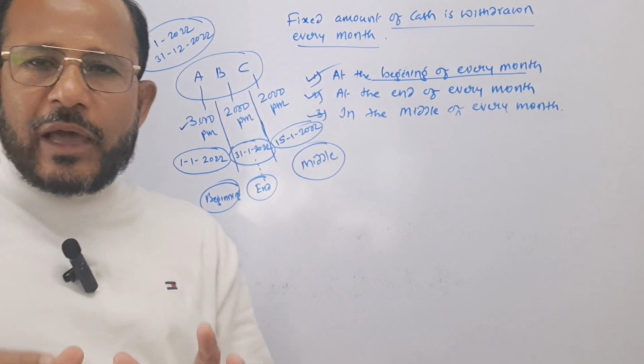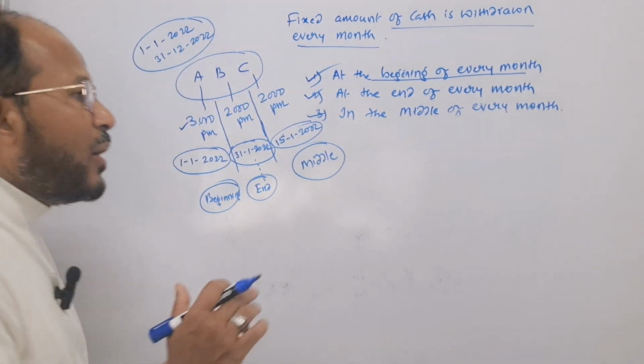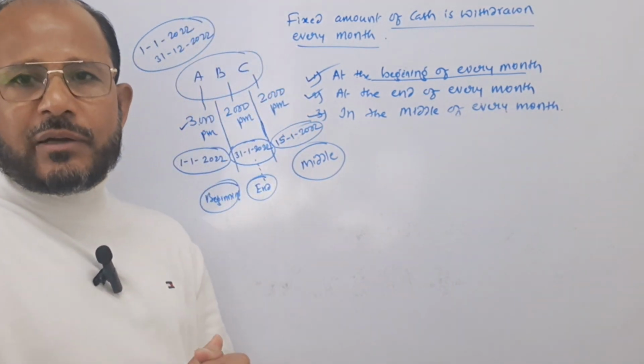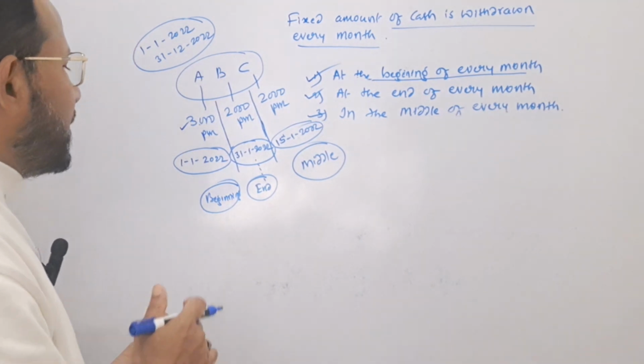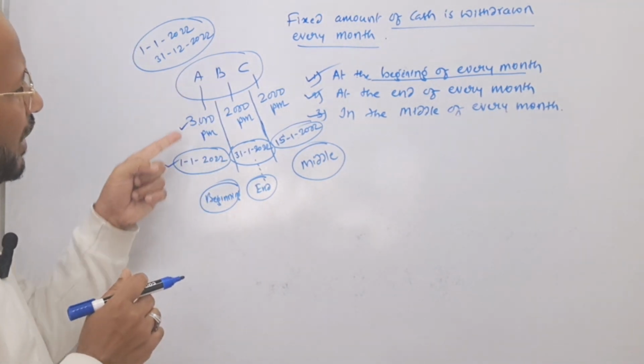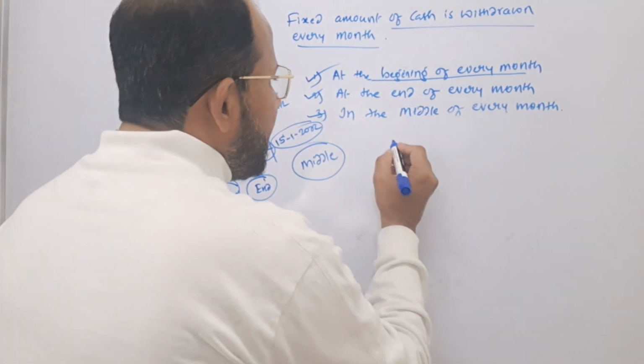Okay, these are the three different cases. Now, at the time of calculation of interest on drawings, what is important for us? We have to ascertain the period for which interest is to be calculated. For that, date plays a very important role. Assume for the whole year, Mr. A withdrew rupees 2000 from 1st January.